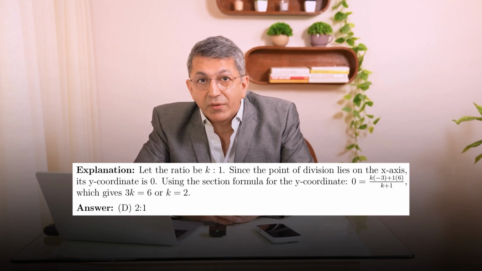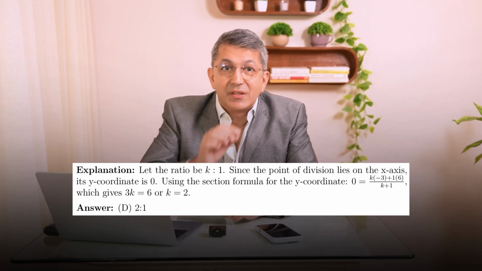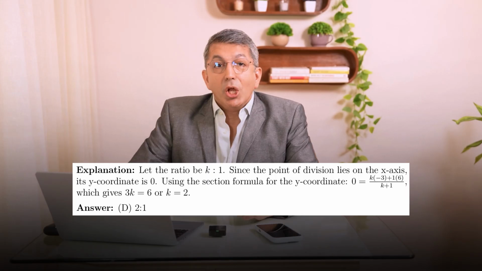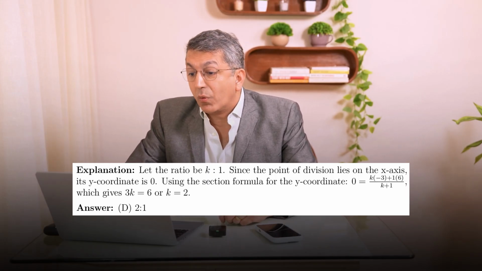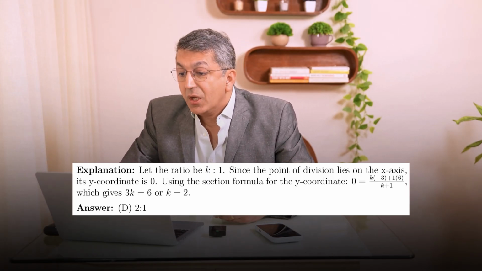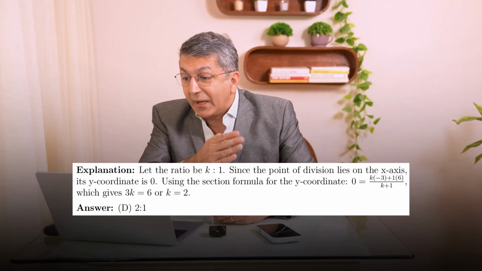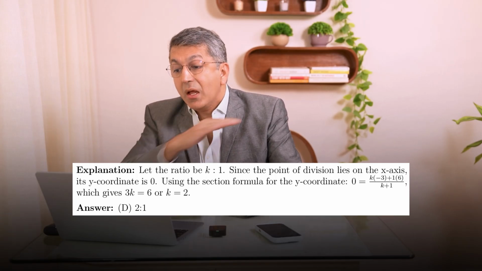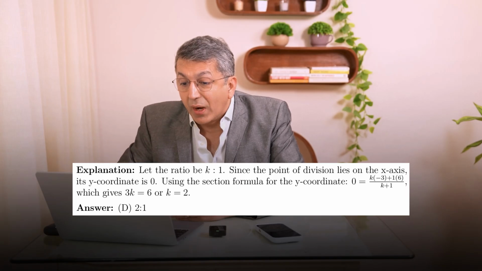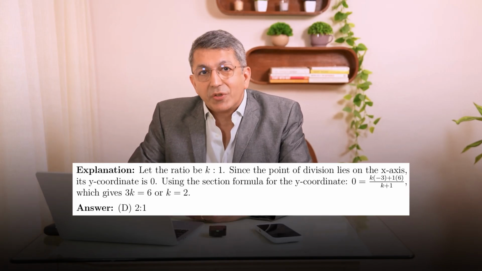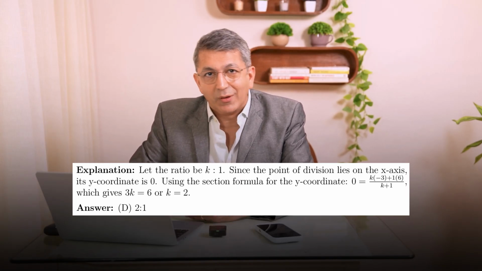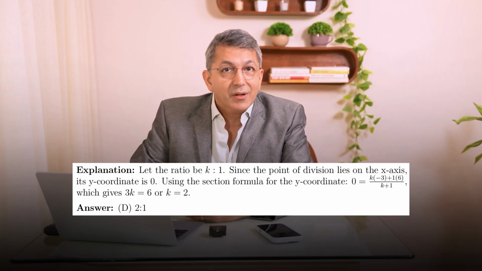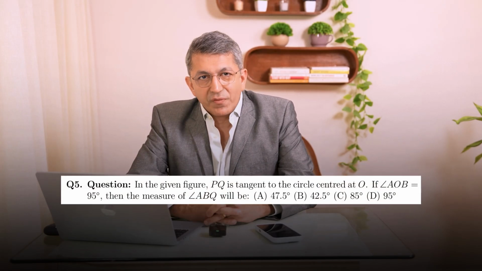Since the point of division lies on the x-axis, its y-coordinate is 0. Using the section formula for the y-coordinate, 0 = (k(minus 3) + 1(6)) divided by (k + 1), which gives 3k = 6 or k = 2. Answer D, 2:1. Question 5.